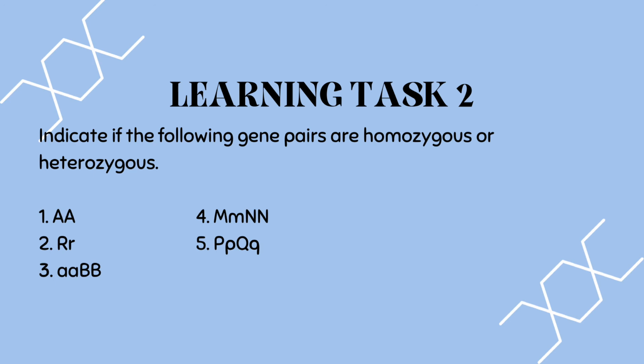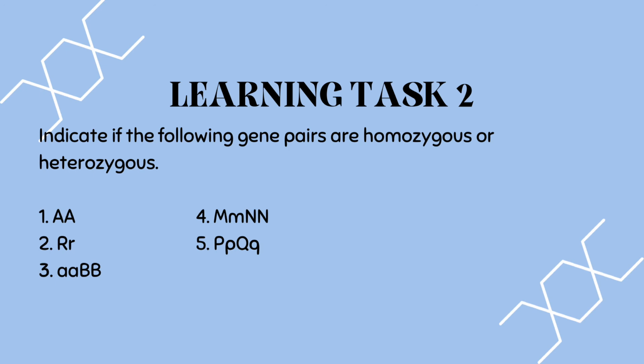Now that you are through with the lesson, try to group yourself into 3 and answer the following and see for yourself how much you learn in our topic for today. I will give you 5 minutes to answer this. Time's up! Let us check your work. Okay, who wants to answer number 1? Indicate if the following gene pairs are homozygous or heterozygous.